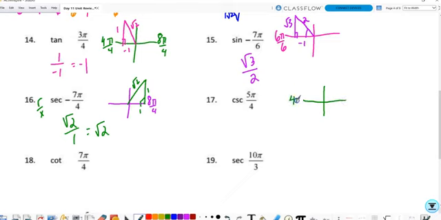Cosecant, 5 pi over 4. So here's my common denominators for pi and 2 pi. 5 pi over 4 is a little more than 1 pi. So here this ray is 4 pi over 4, so a little bit past that. This is my angle of rotation, 5 pi over 4. Oop, don't forget your negatives. Cosecant is r over y.